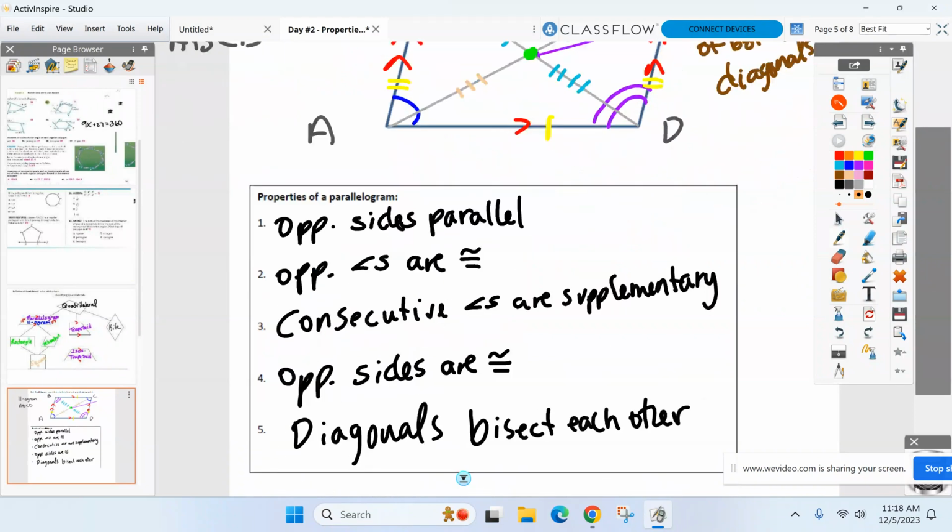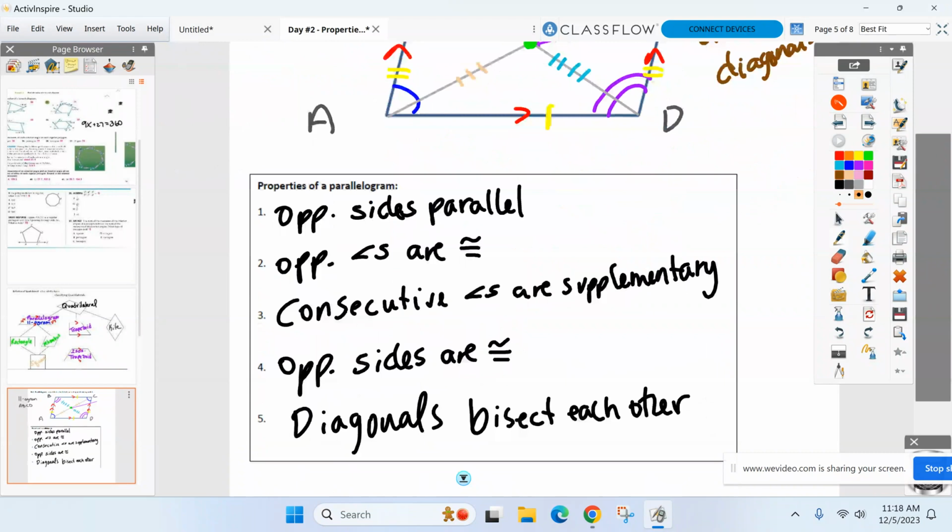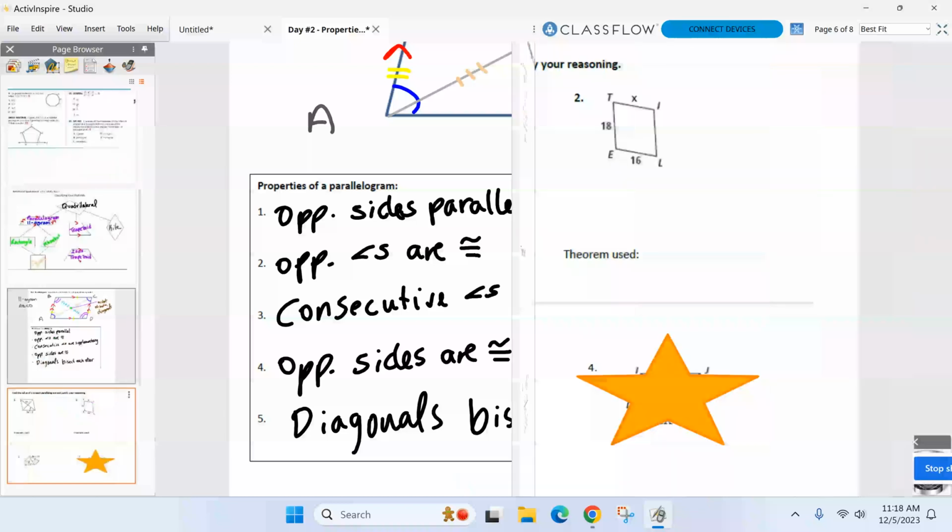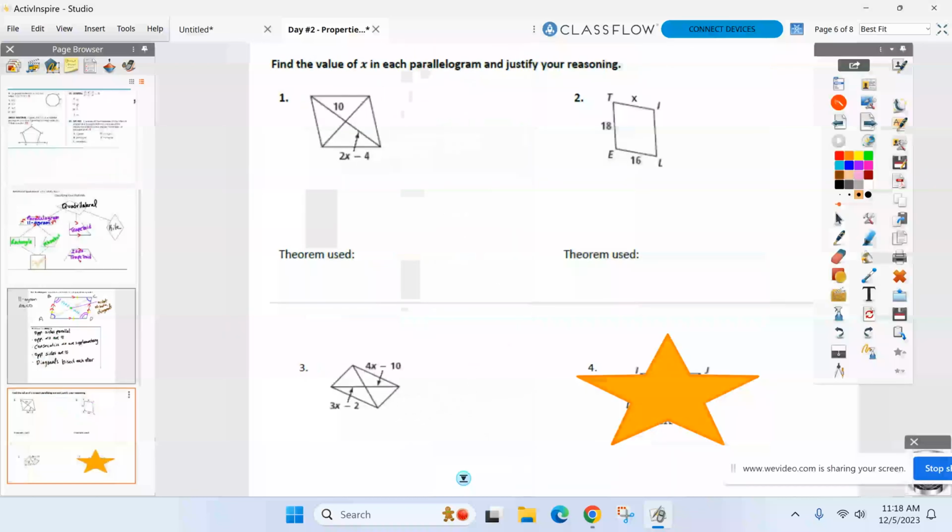Again, I am not expecting to know these five stone cold today. Keep looking back if you have to. But by Thursday, we should be rattling them off. All right, let's use them. All we're going to do today is use them in algebra questions.